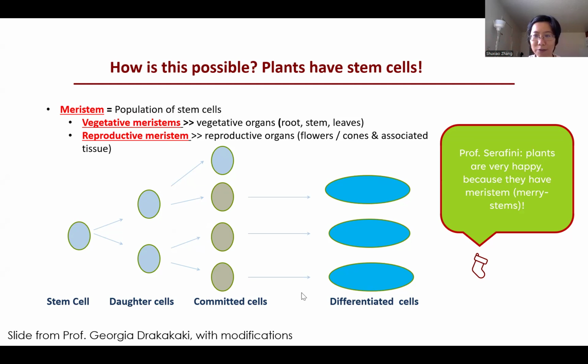And for stem cells, the general principle is actually the same behind animals and plants because you start off with a stem cell, which then gives rise to daughter cells.